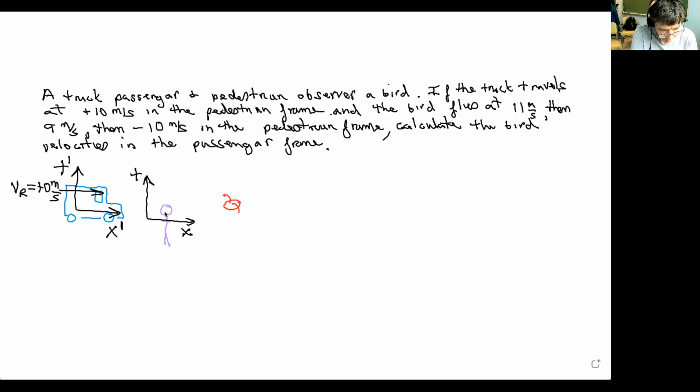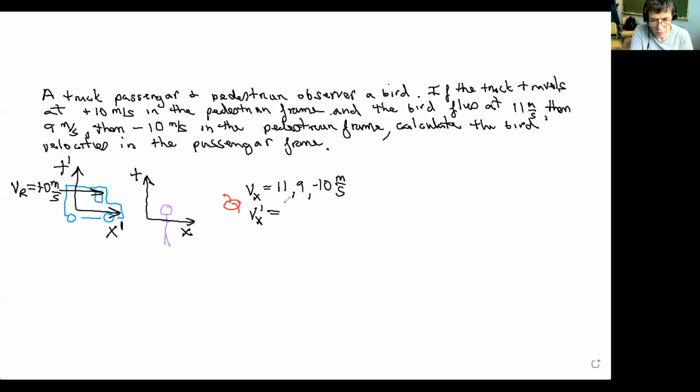And then finally, we're told that the pedestrian in the pedestrian reference frame sees the bird flying at 11 meters per second towards the right, 9 meters per second towards the right, and finally, minus 10 meters per second towards the left. So I'm going to denote those velocities by Vx without the prime, because these are velocities as measured by the pedestrian in the unprimed reference frame. And these are 11, 9, and minus 10 meters per second, respectively. And what we're interested in is the corresponding velocities in the truck reference frame. I'll call those Vx prime. So this is our job, to calculate the three corresponding velocities in the truck reference frame.